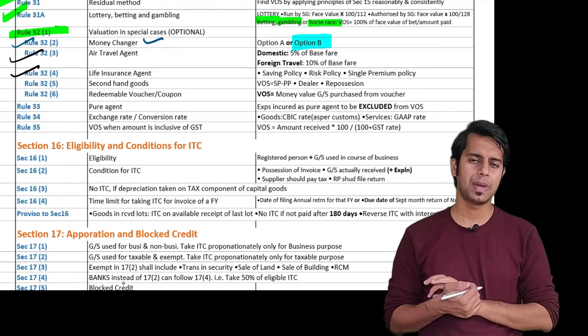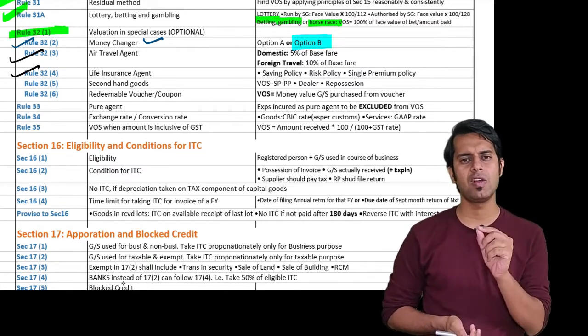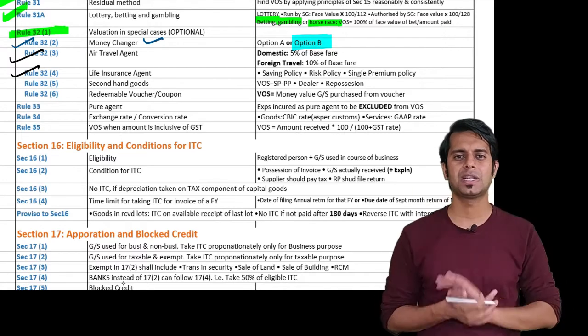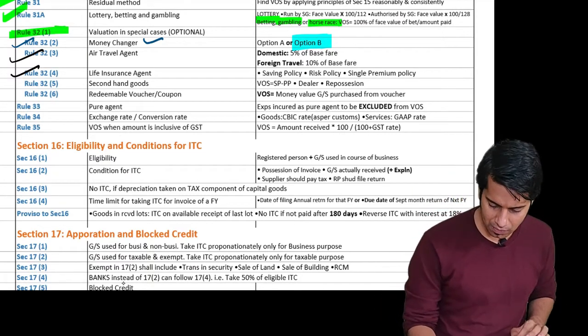Sir, what in case of a single premium policy, sir? In case of single premium policy, the value of supply is 10% of gross premium charge.